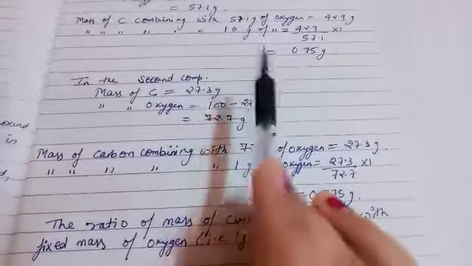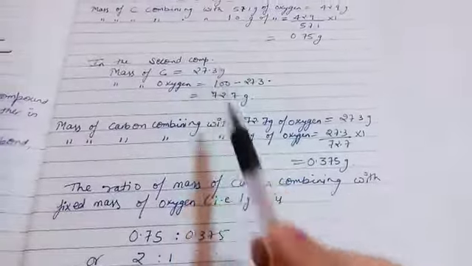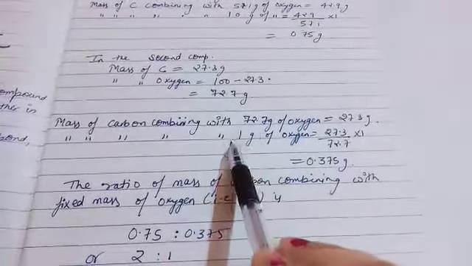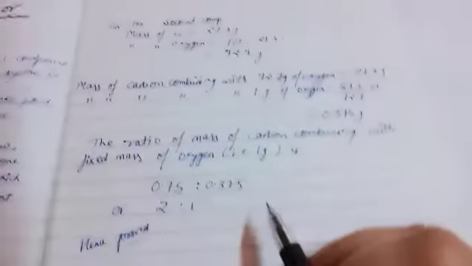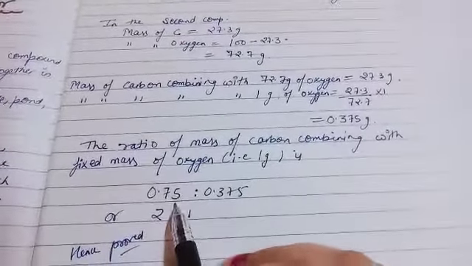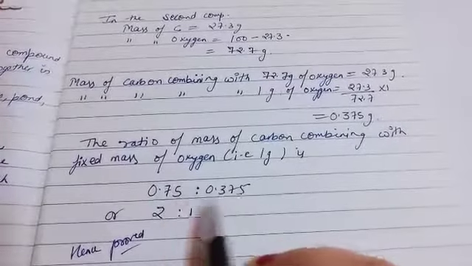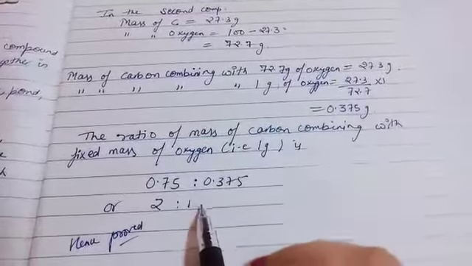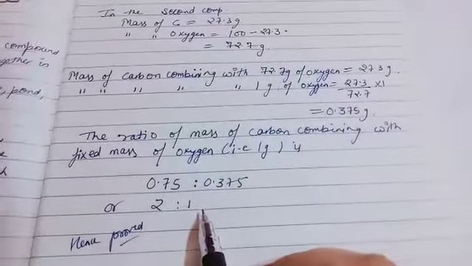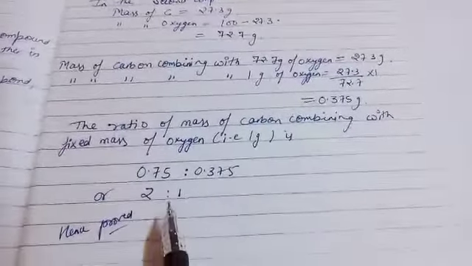Now, this is the ratio of the mass of carbon combining with a fixed mass of oxygen. In both cases we have to calculate for 1 gram of oxygen. Now just see, 0.75 gram to 0.375 gram. If you solve it, this one is almost double. The ratio is 2:1, and this is a simple whole number ratio. So it means in both cases the combination is in a simple whole number ratio. Hence proved that this is according to the law of multiple proportion.